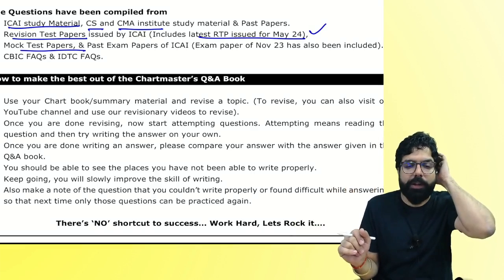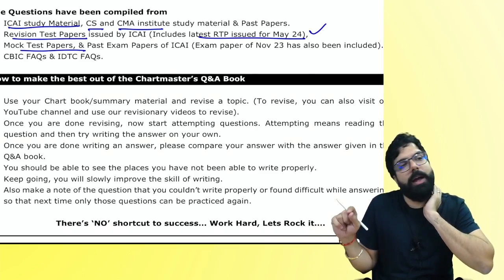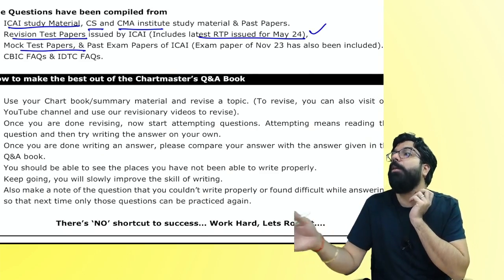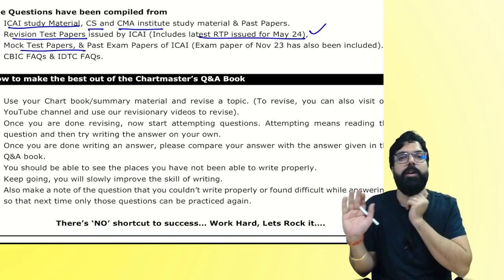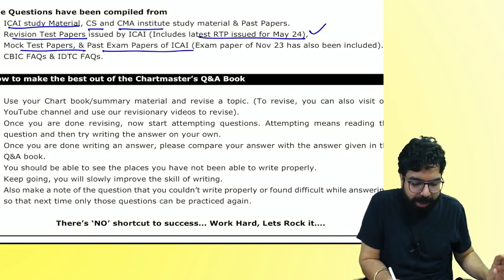Sometimes students tell me, sir, this question was there in the ICAI material, but you have not incorporated it. Baba, I had incorporated it, but I deleted it because the same or a better question is already available in the Q&A material. Are we clear, everyone?